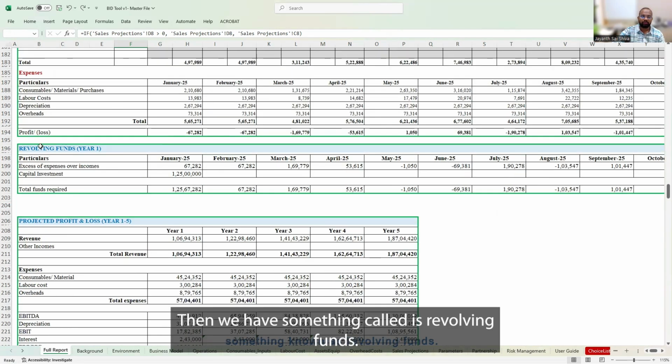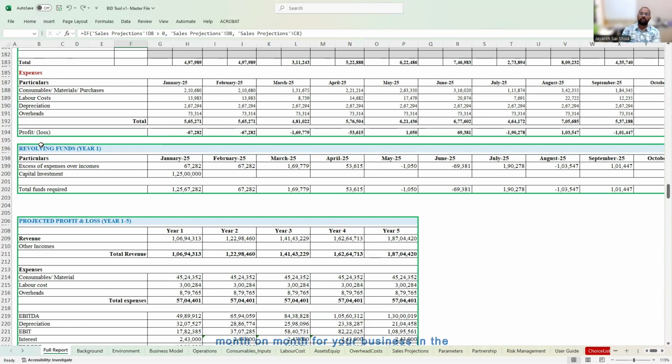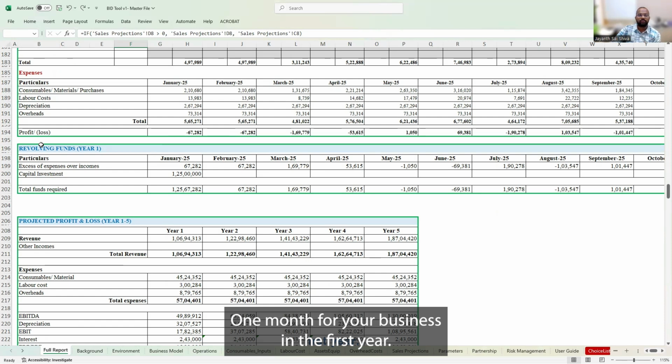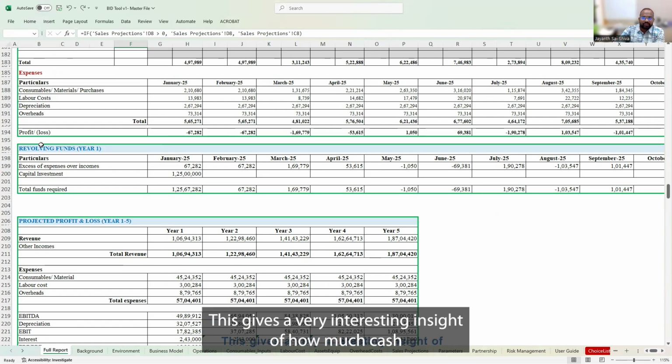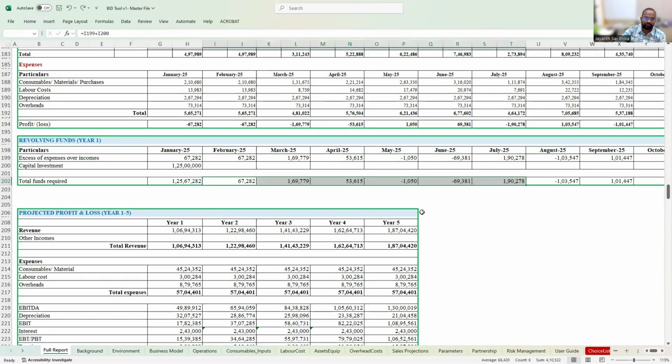Then we have something called revolving funds. Revolving funds are nothing but the inflow and outflow of cash month on month for your business in the first year. This gives a very interesting insight into how much cash you require for each month and how much you need to arrange every week.